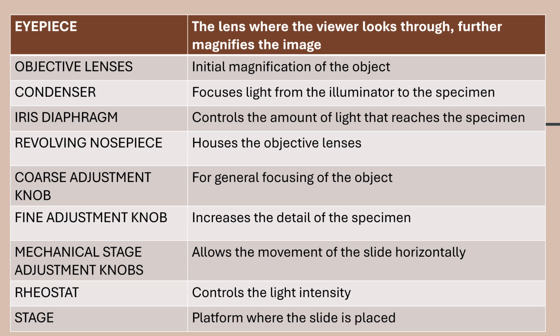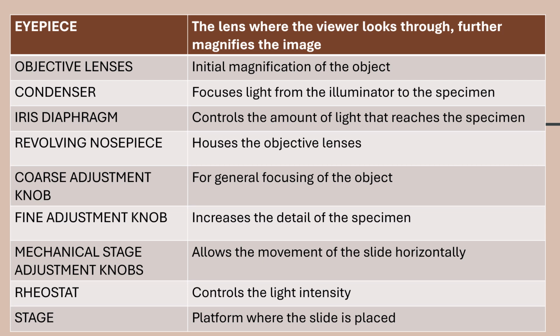Okay, and then you have your revolving nosepiece. It holds your objective lenses, and yes, it rotates for easy switching between your objective lenses. Your condenser focuses light onto your specimen to provide a clearer and sharper image.